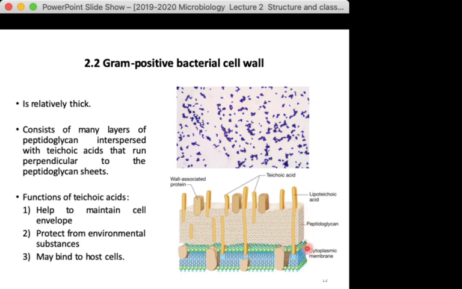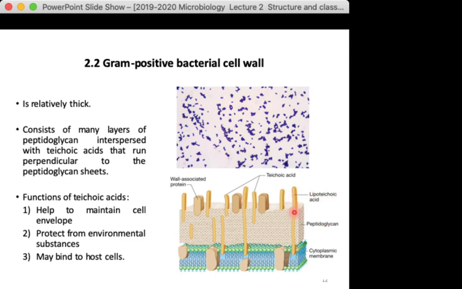So the gram-positive bacterial cell wall is a very thick peptidoglycan, and the plasma membrane is underneath the peptidoglycan. They have a stick-like structure to hold them together: teichoic acid. Teichoic acid runs vertically, penetrating through the peptidoglycan, and then there is lipoteichoic acid.